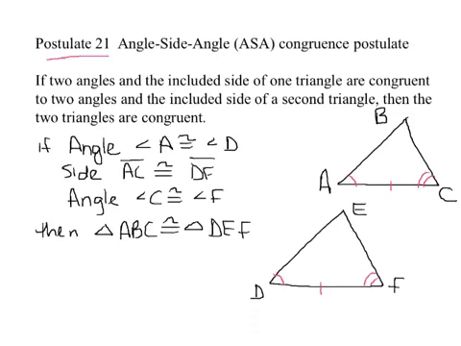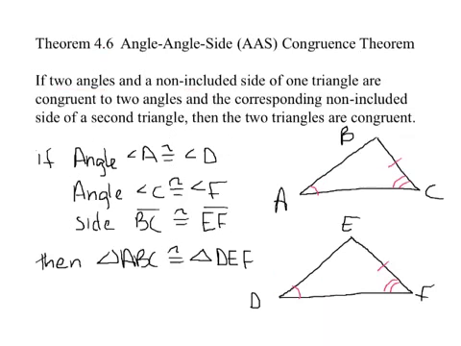If two angles and the included side of one triangle, the included side meaning the side in between the two angles, are congruent to two angles and the included side of the second triangle, then the two triangles are congruent. So if angle A is congruent to angle D, side AC is congruent to DF, that's the included side, it's in between the two angles, and angle C is congruent to angle F, then triangle ABC is congruent to triangle DEF.